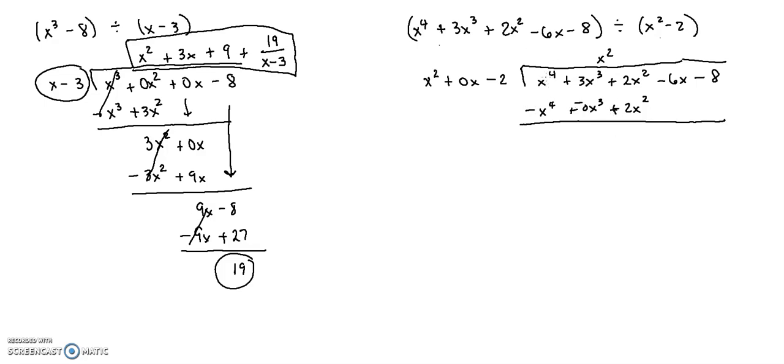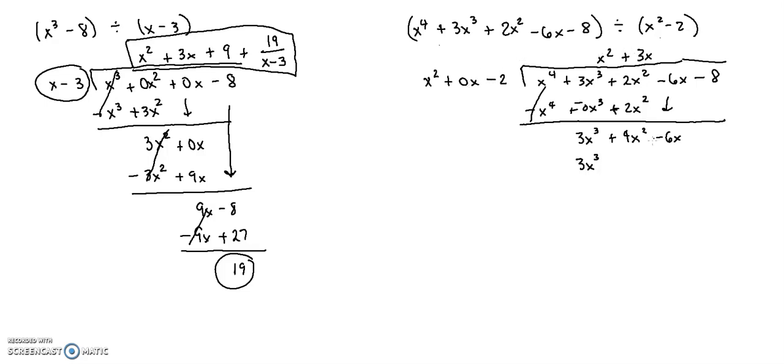And now we can combine. So that cancels out. I've got 3 minus 0 is just 3x cubed. 2 plus 2 would be 4x squared. And we bring down the next number. Okay, so again, I need to get the first terms to match. I don't care about the rest of this, just the first ones. So I need to multiply by a 3, and I need to multiply by an x. So I'm going to multiply by 3x. I get 3x times x squared is 3x cubed.